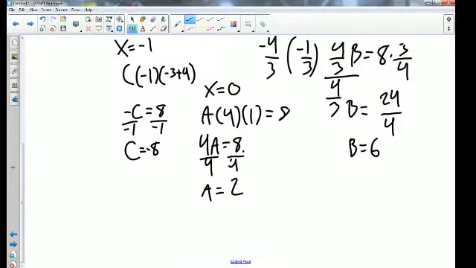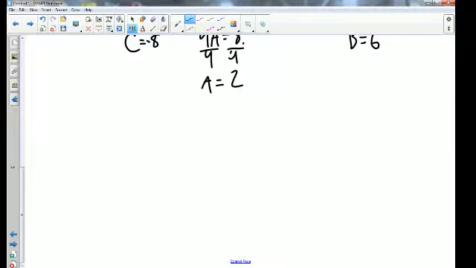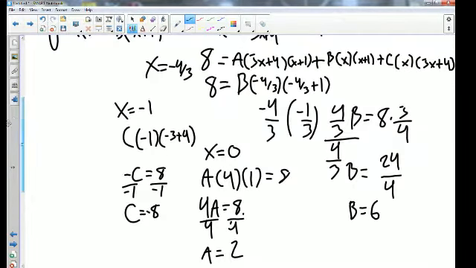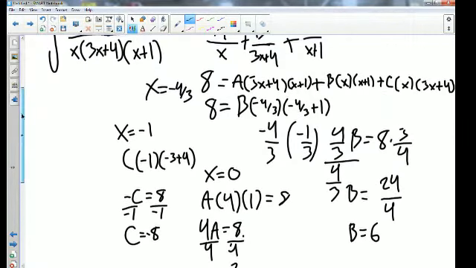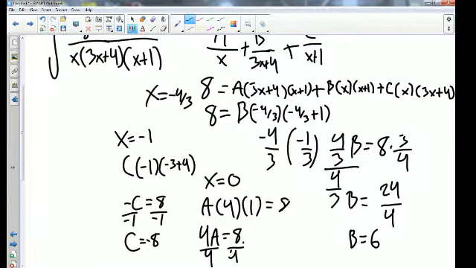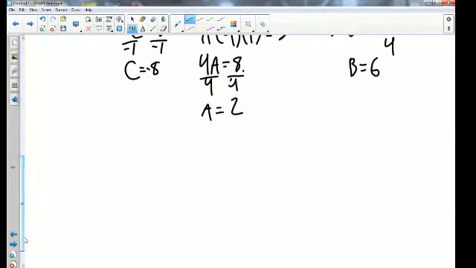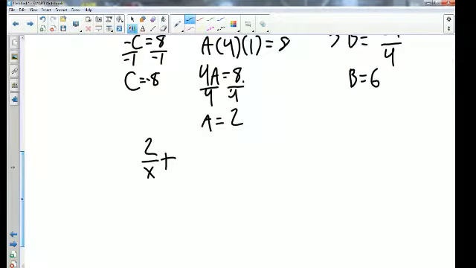Okay, so then once you've done all that, we do the same thing as we did last time, where we get the original. So we know the a value, and a was originally over the x, so we put 2 over x plus b, which was 6 over 3x plus 4, and plus c, which was negative 8 over x plus 1.